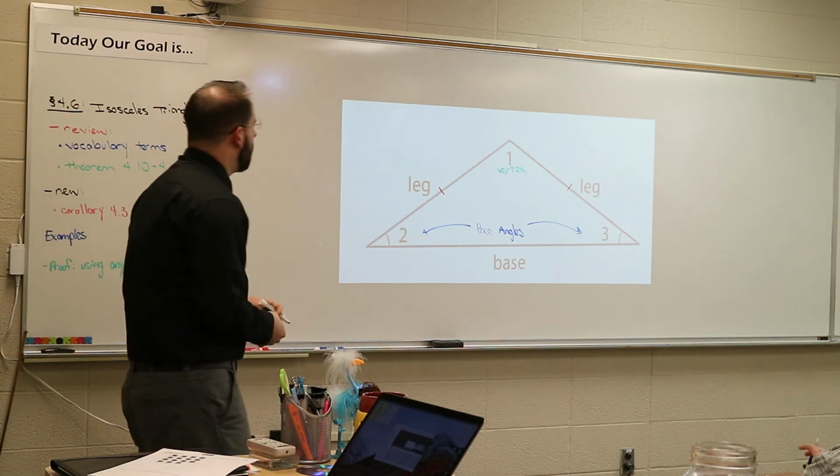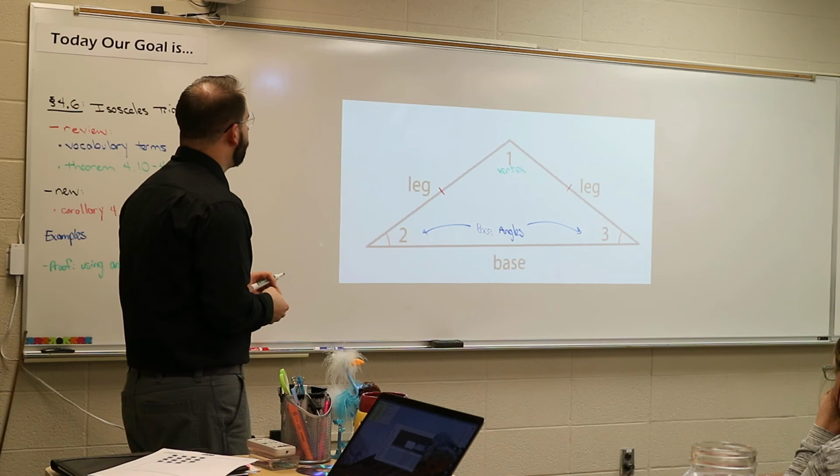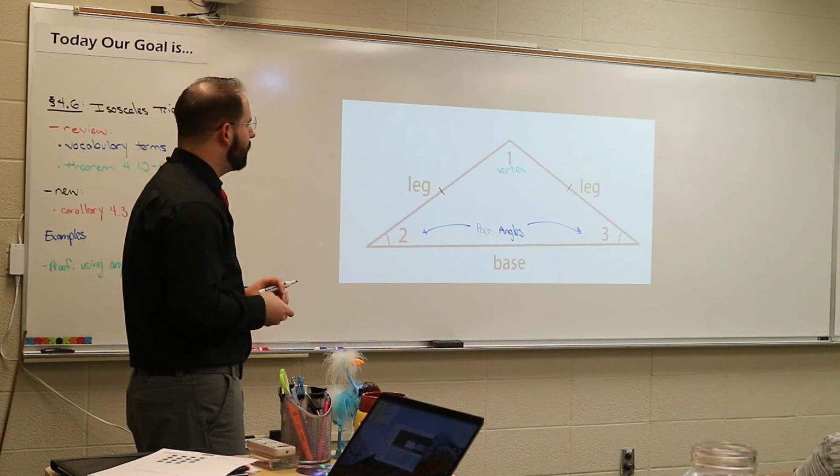So on a right triangle, the vertex would be the actual right angle itself. Okay. Questions on any of the vocab words?